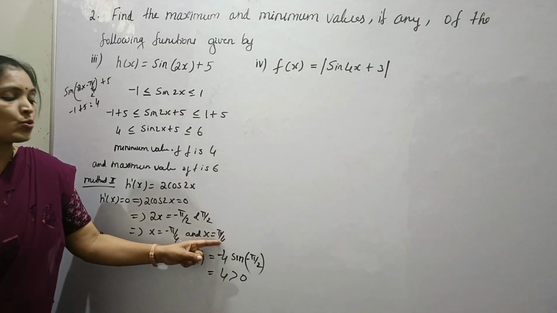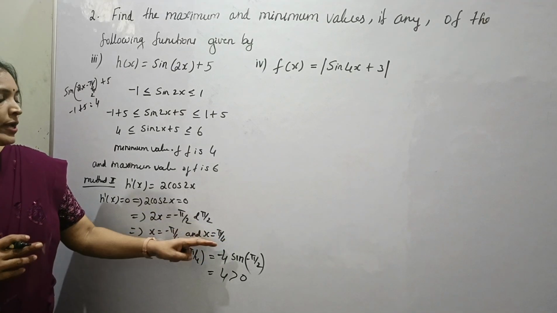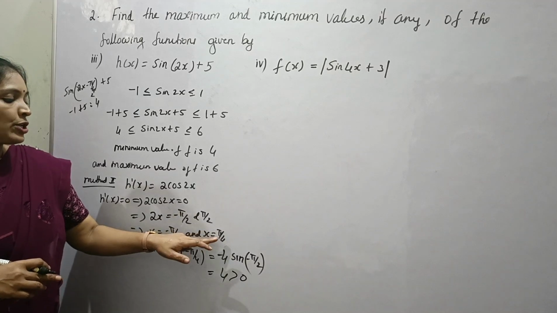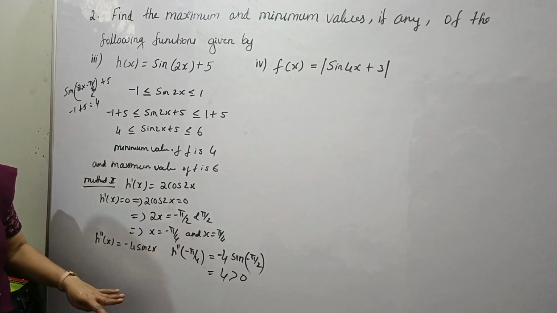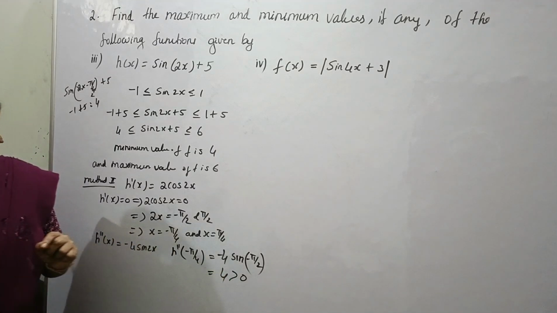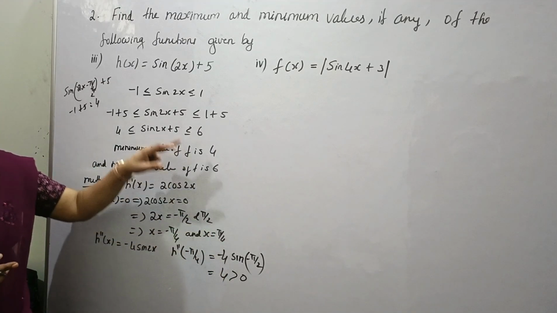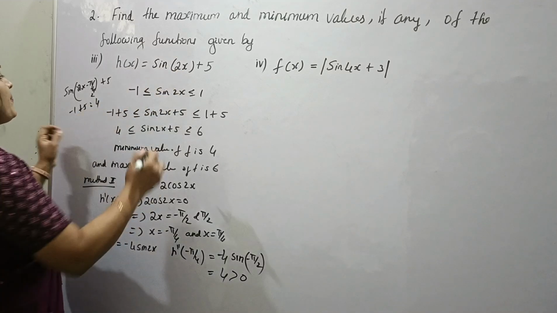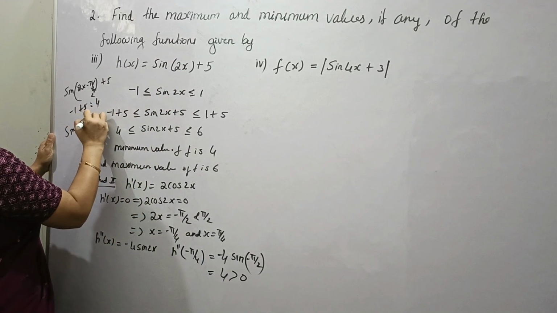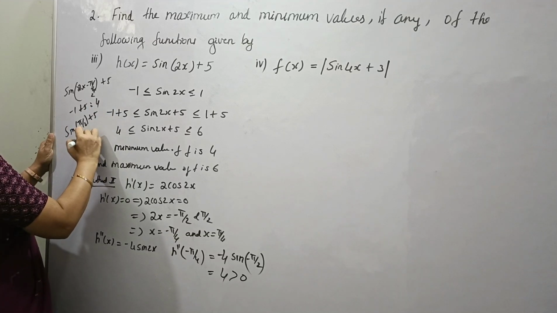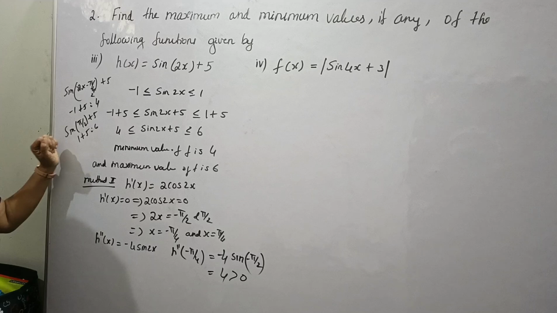Next, we will apply this at x is equal to pi by 4. We have got two critical points, right? So, x is equal to pi by 4. If you substitute x is equal to pi by 4, find h double dash of pi by 4, you will get a value less than 0. And substitute x is equal to pi by 4 here, what you will get? Sine of 2 into pi by 4 is pi by 2, plus 5. Sine pi by 2 is 1, 1 plus 5 is equal to 6. See, the maximum value of the function is 6.